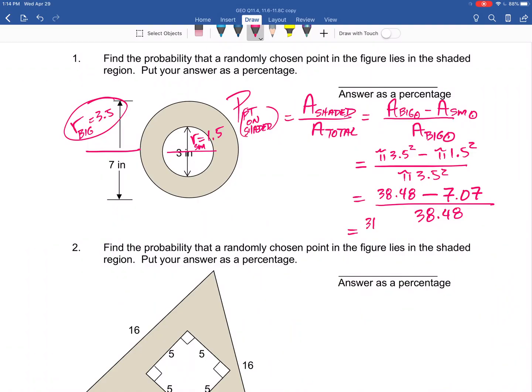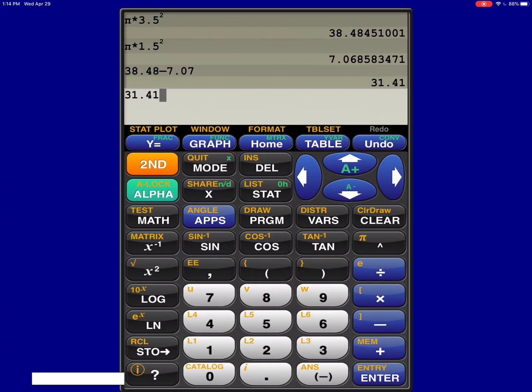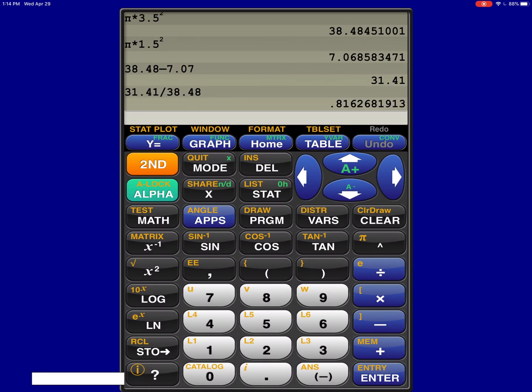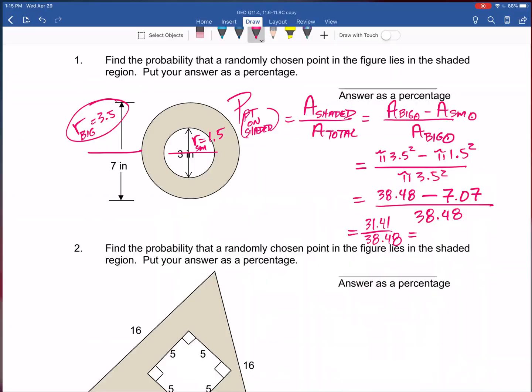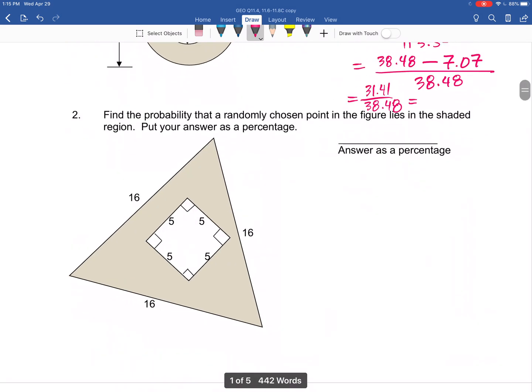31.41 divided by 38.48. Okay, let's get our decimal. The decimal is 0.816. Oh, I want it as a percentage. Yeah, move it 2 places to the right. 81.6%. There you go. 81.6% probability.